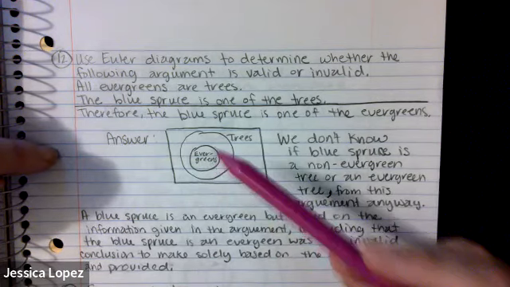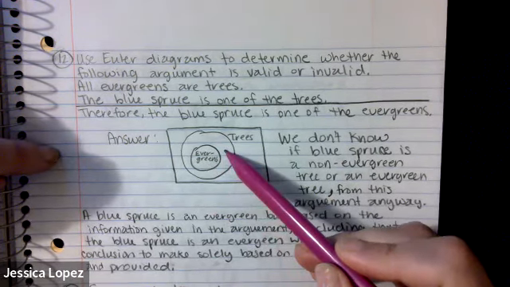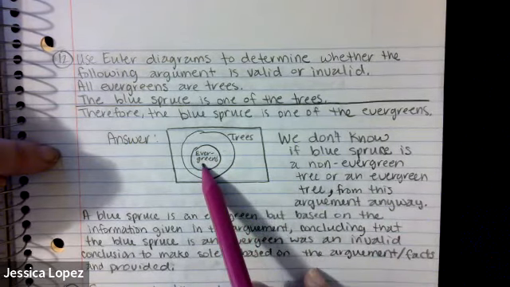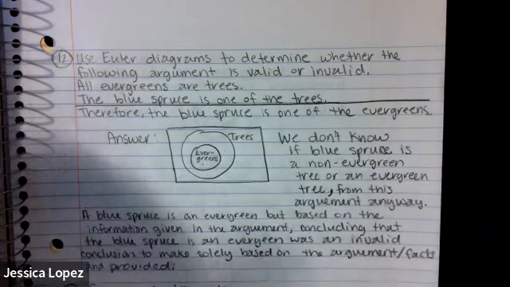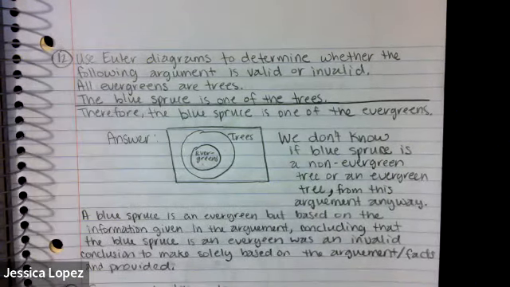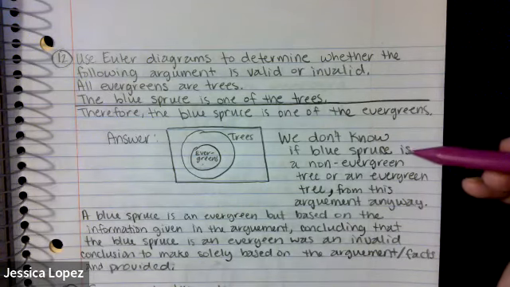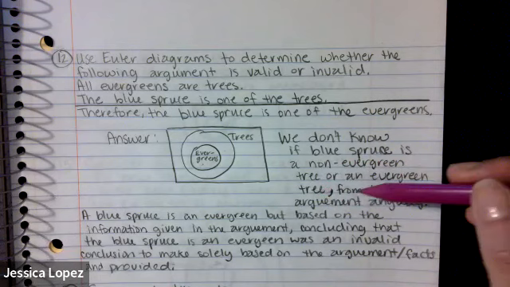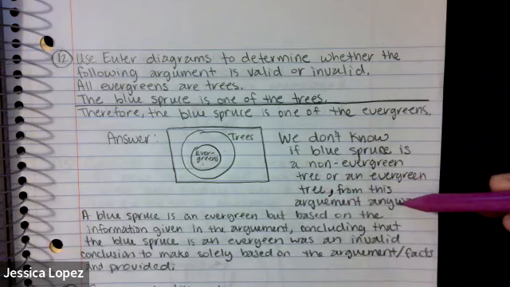The issue is I don't know whether the blue spruce goes in this part of the tree circle or if the blue spruce goes this side of the tree circle. Based on the information that they gave me, I cannot know where to place the blue spruce item. Okay, so the comment left here says, we don't know if blue spruce is a non-evergreen tree or an evergreen tree from this argument anyway.